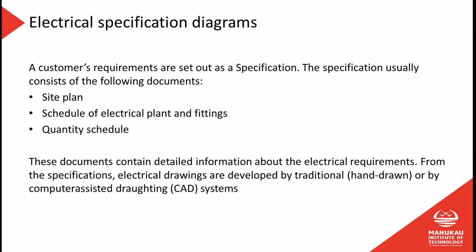So we talk about electrical specification diagrams. As it says here, customers' requirements are set out as a specification. The specification usually consists of the following documents: site plan, schedule of electrical plant and fittings, and quantity schedule.